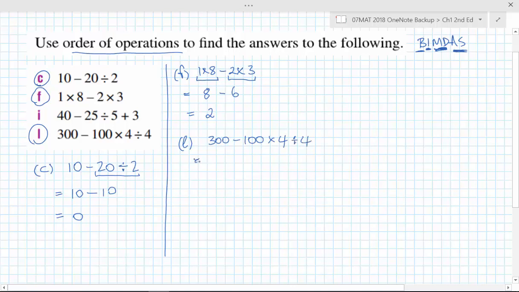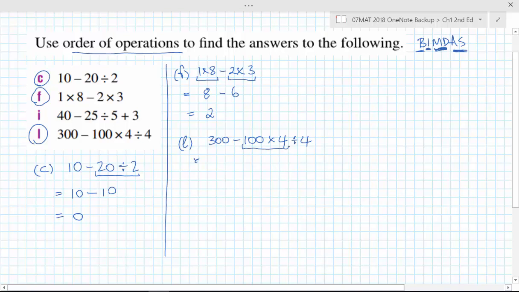Okay, now, let's think about rules. We look for brackets. Are there any brackets for me to worry about? No. What about then I do any multiplication or division I see? Now, there's multiplication and division there. So remember, what's our rule when we have multiplication and division? Left to right. Okay, so I have these joining here. So what one of these two am I going to do first? 100 times 4. I work from left to right.